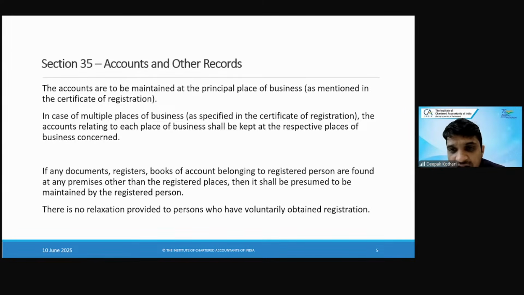Sir, in case the assessee has similar business like a branch and a warehouse, will it be the assessee's discretion to decide? No. If he has a branch, the accounts of the branch have to be maintained at the branch itself. And if it is your own warehouse, you have added that as an additional place of business. So for that also, you have to maintain it.